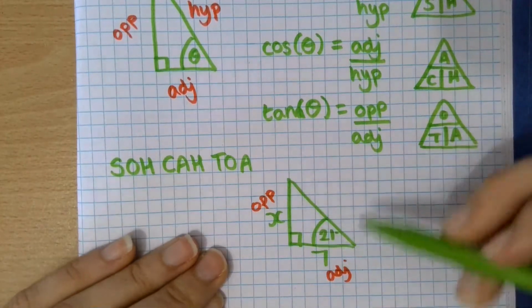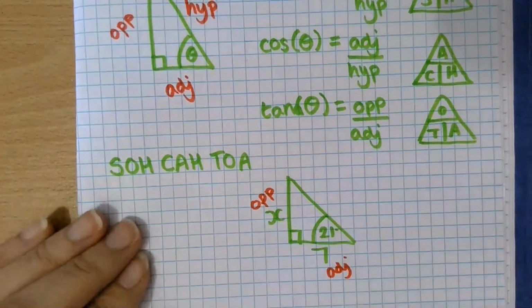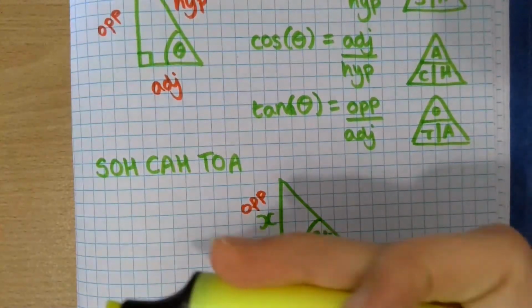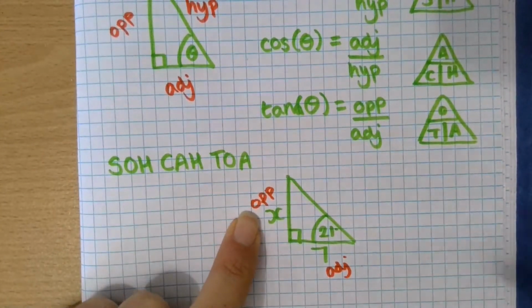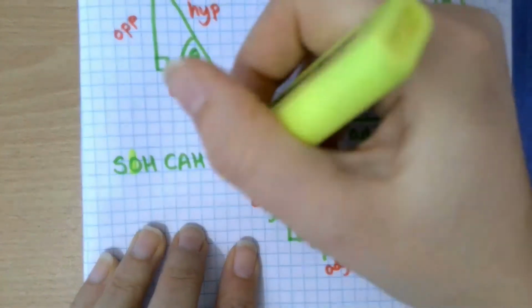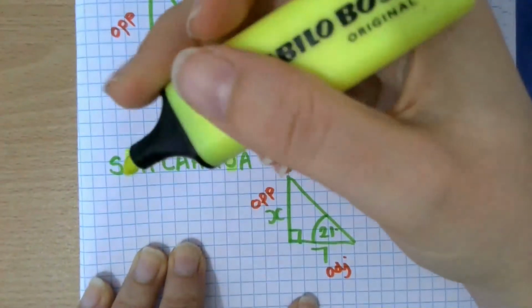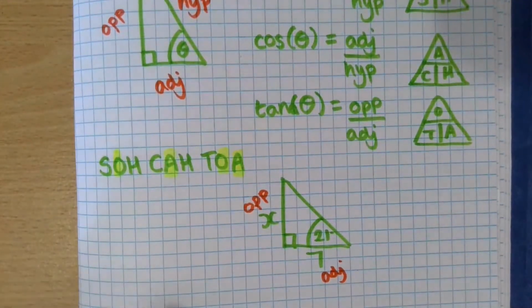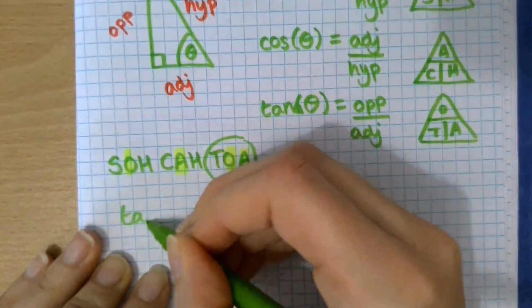Some people like to label all the sides and then cross out the one they're not using. Up to you. So this is where a highlighter is really useful. Highlight all of the O's because we've got the opposite. Highlight all of the A's because we've got the adjacent. Which one has got the most highlighted? TOA. So because of that, we're going to use tan. So then we'd write the formula out for tan and so on.